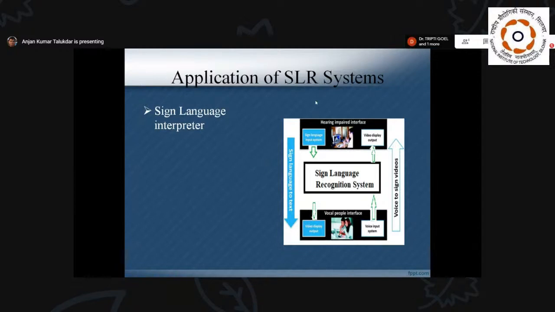Okay, so as I have already told, healthy people generally find it difficult to communicate with hearing impaired people through sign language because they don't know sign language. So if there is a sign language interpreter, with its help we can communicate with them, and it can be placed in various places like airports, railways, banks, etc. So it can bridge the gap between hearing impaired and healthy people.